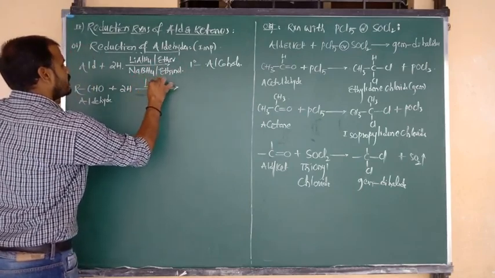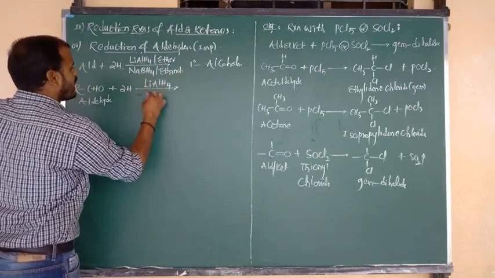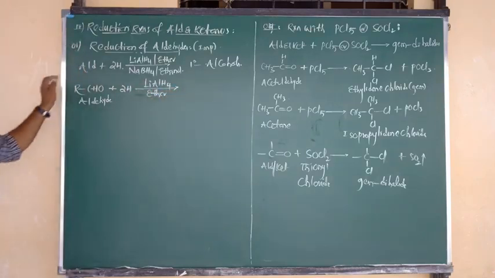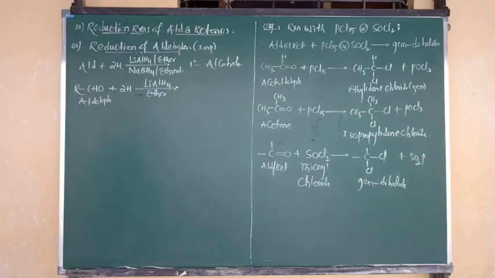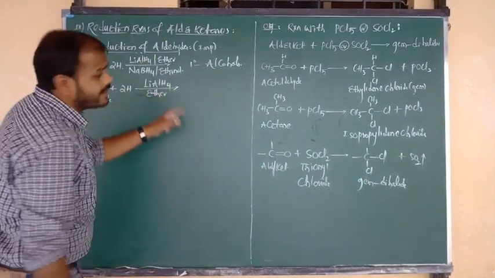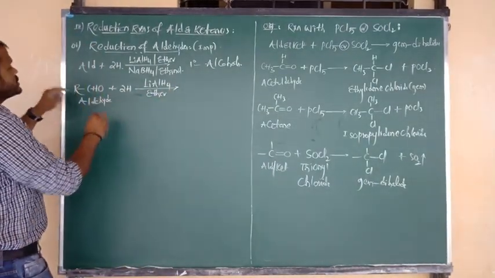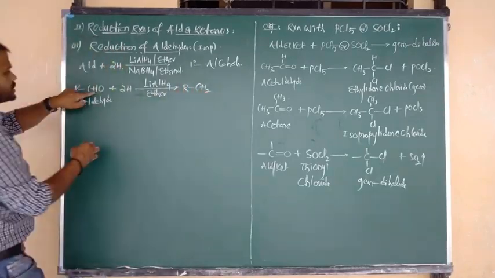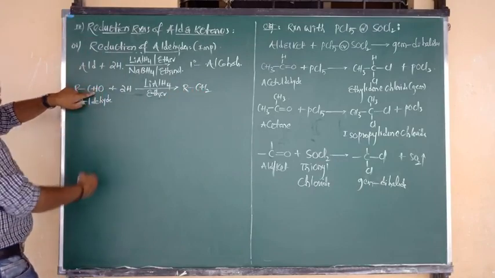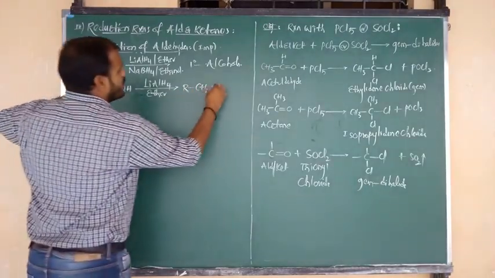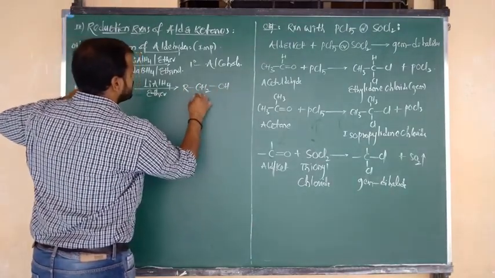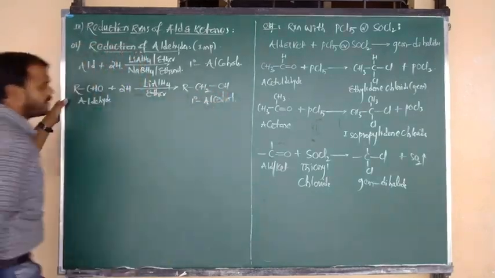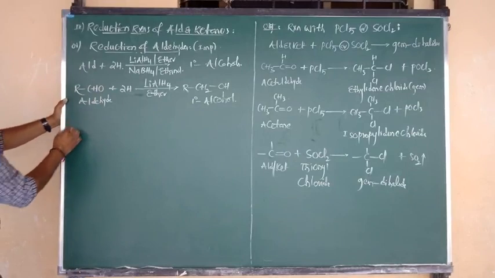Reduction takes place in the presence of lithium aluminium hydride in ether, otherwise sodium borohydride, otherwise catalytic hydrogenation. So R bonded to CH, but I am writing CH2, meaning to that CH we are giving one hydrogen. One more hydrogen is given to O, so O becomes OH. So this is your product, which is a primary alcohol.